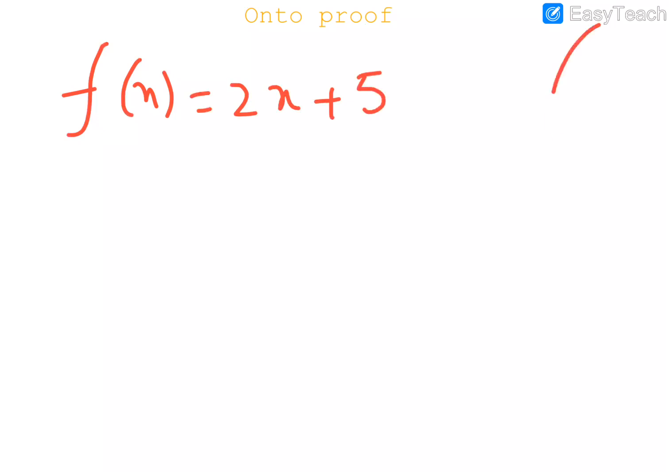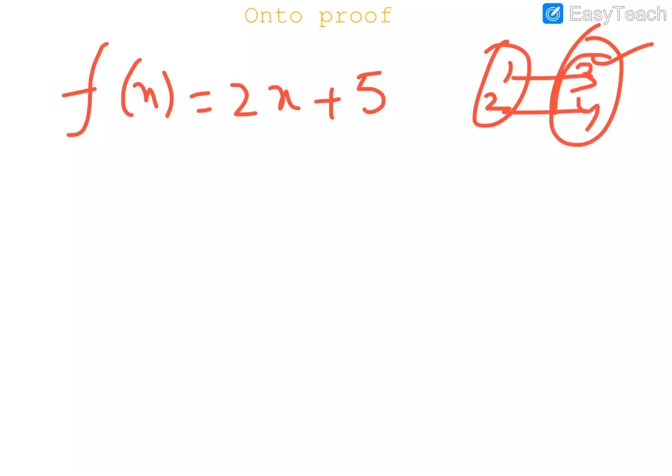So on to proof, how do we prove onto? Let's suppose we have the same function f of x is equal to 2x plus 5. Now generally what is onto? If range is equal to codomain, there is no element left out in the second set, that is 1, 2 and 3, 4. Every element in the second one is mapped. Means from codomain if you take any element y, for that there is some pre-image in the first one.